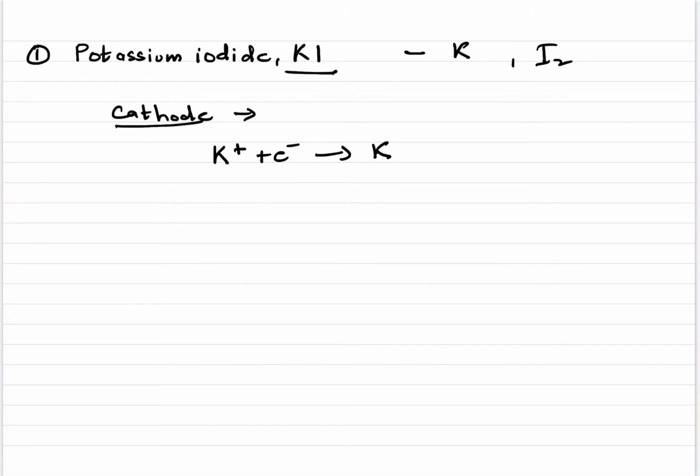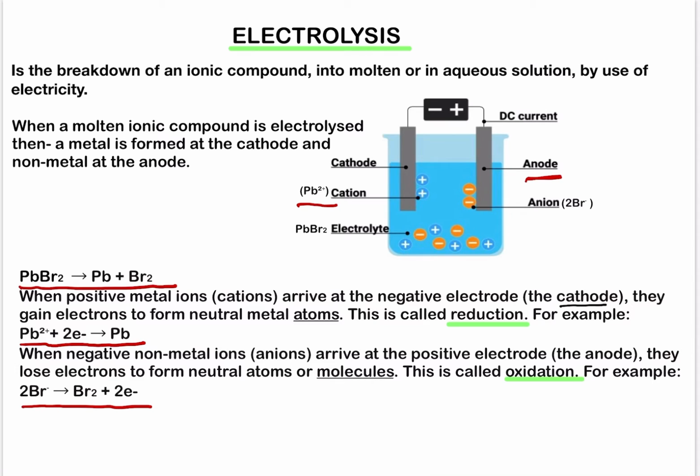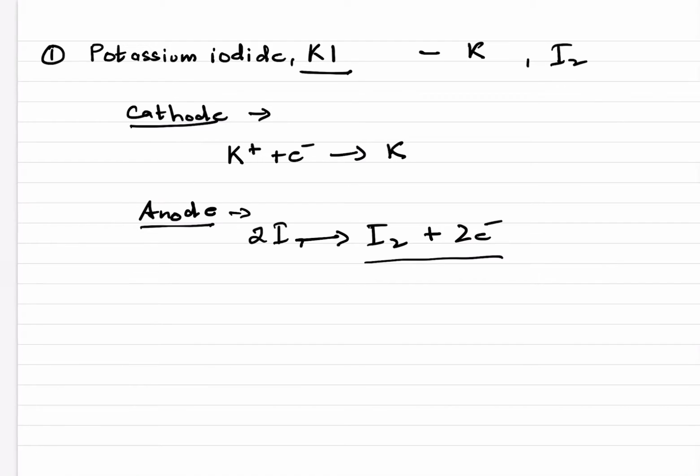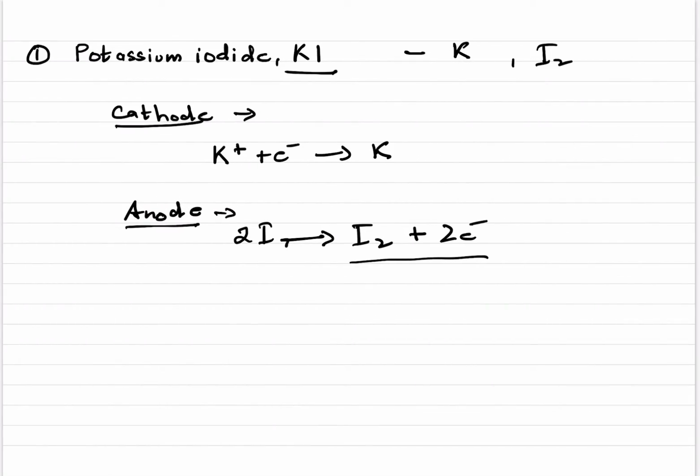And what reaction will take place at the anode? If we balance it, 2I- gives I2 plus 2 electrons. When negative non-metal anions arrive at the positive electrode, the anode, they lose electrons. That is known as oxidation, and it will form iodine at the anode. So this is one example.